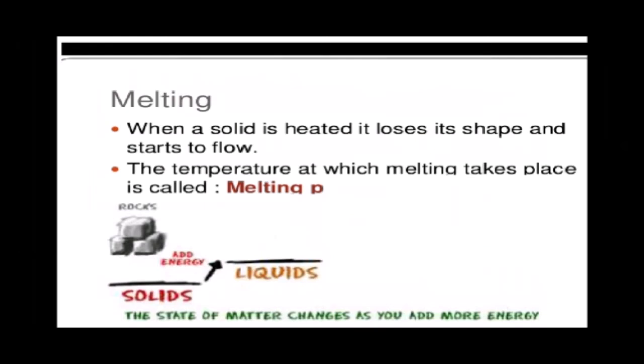When a solid is heated, it loses its shape and starts to flow. The temperature at which melting takes place is called the melting point.